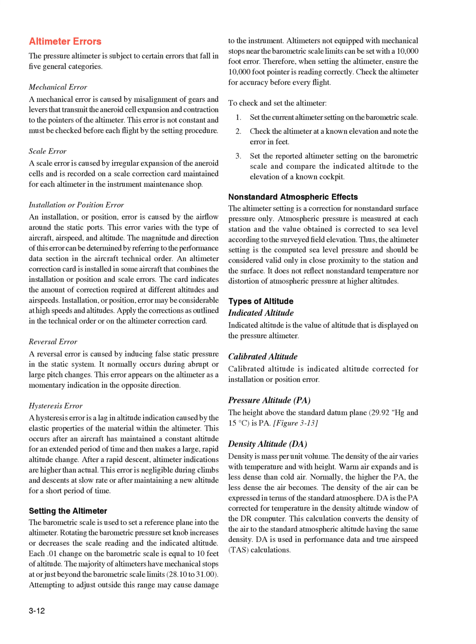DA is the PA corrected for temperature in the density altitude window of the Doppler computer. This calculation converts the density of the air to the standard atmospheric altitude having the same density. DA is used in performance data and true airspeed, TAS, calculations.